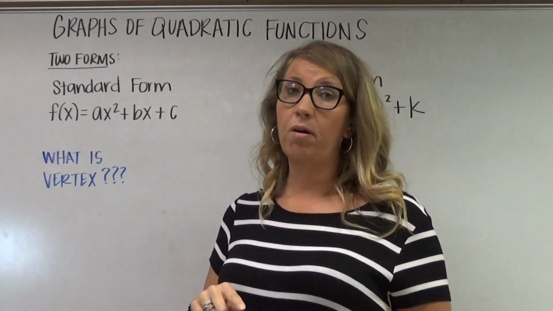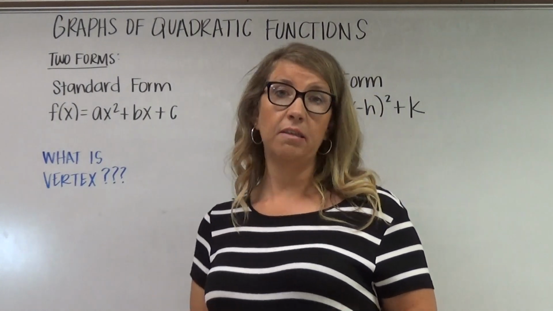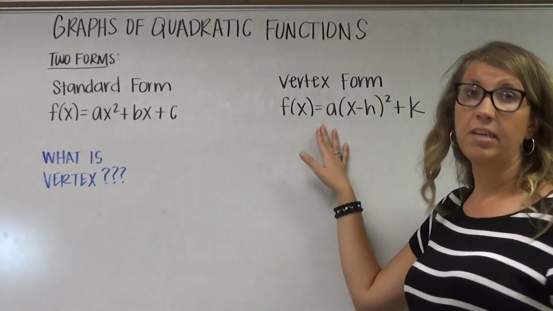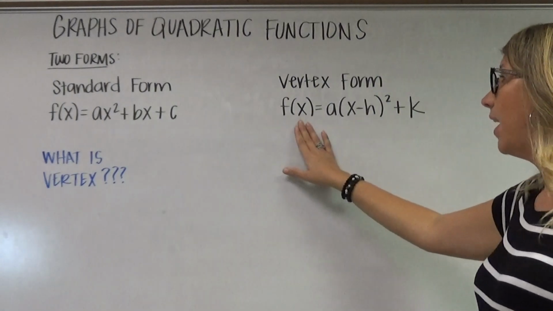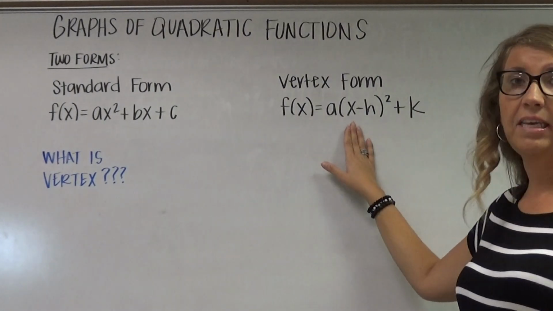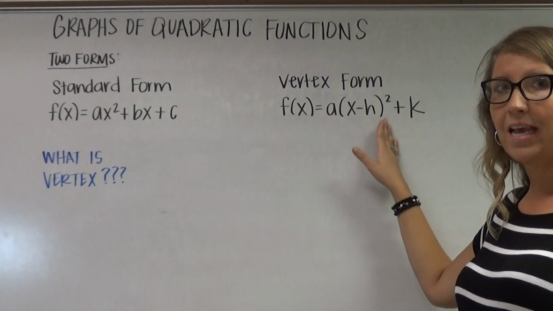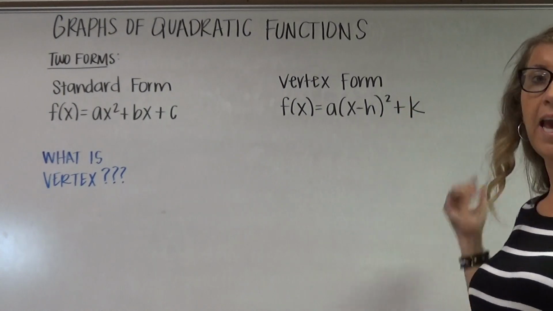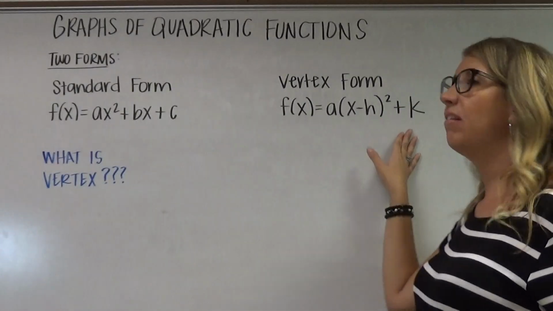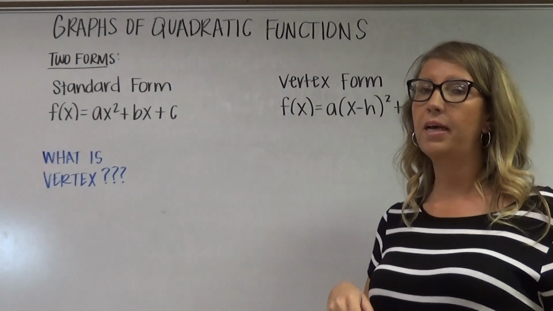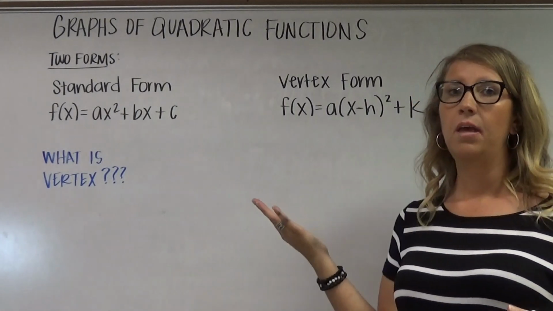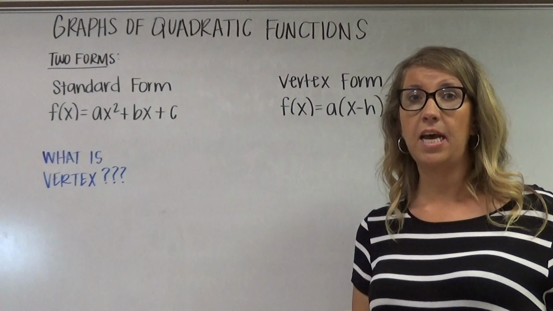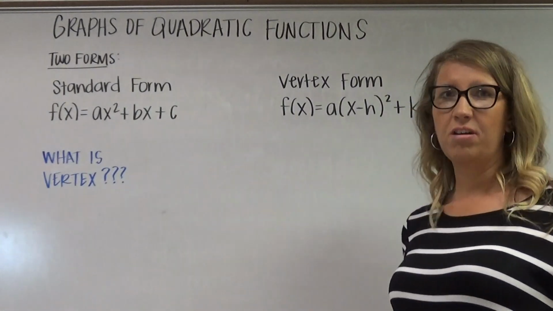There is another form, though, that can be obtained by completing the square. That is called vertex form. And that's f of x is equal to a parentheses x minus h squared plus k. And if you see this form, there's good news, because we call it vertex form because you can simply pull out the vertex. So what is vertex?